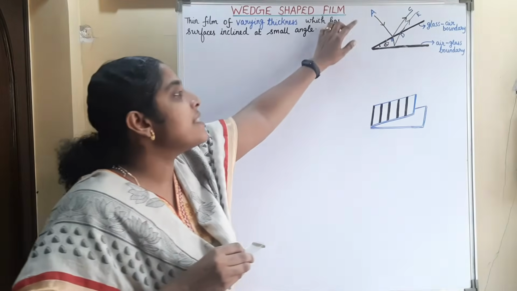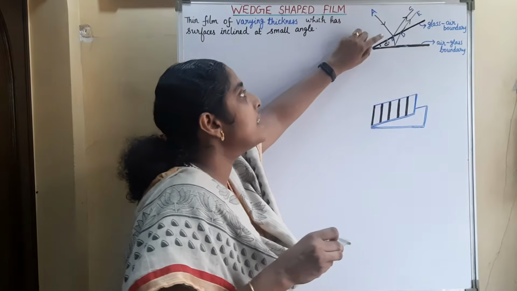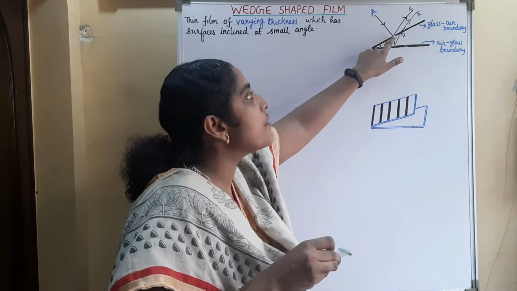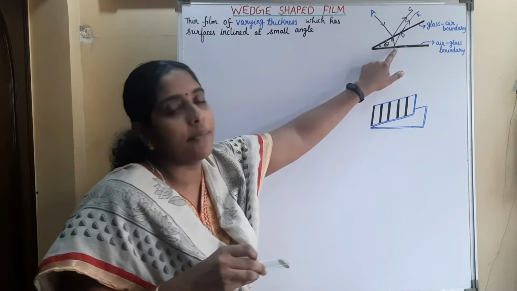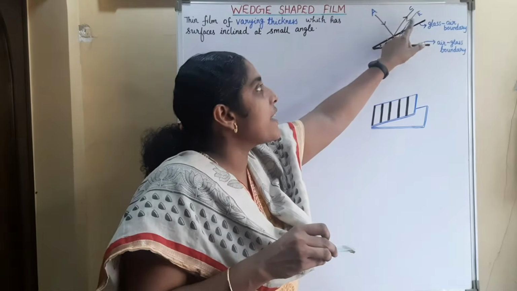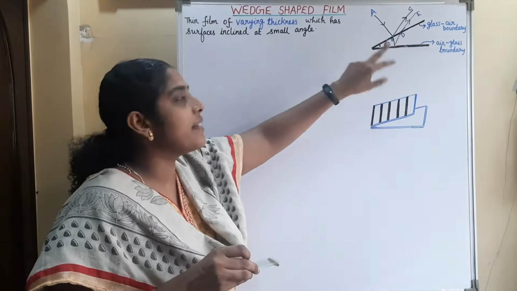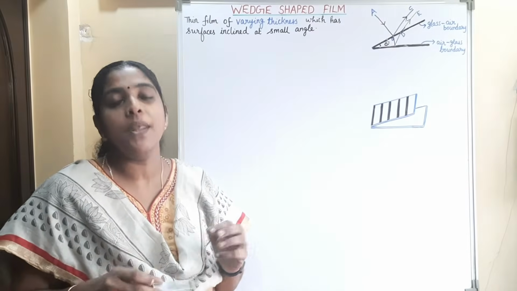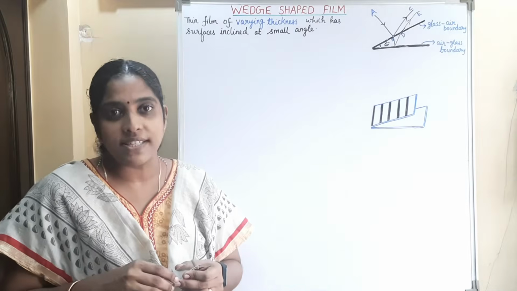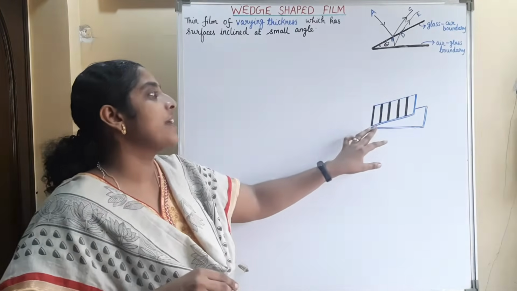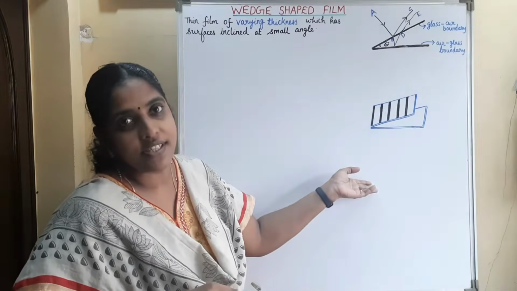Here, when the light is incident on the top of this wedge-shaped film, then the light gets reflected from the top surface of the film and some light gets reflected from the bottom surface of this air film. So these two reflected lights, that is one reflected from the upper surface of the film and the other reflected from the bottom surface of the film, will superimpose on each other and they will produce an interference pattern. So in wedge-shaped film, the interference pattern is in the form of alternate bright and dark fringes.